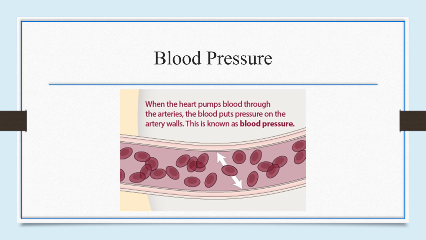The first number is called systolic blood pressure. Systolic blood pressure measures the pressure in your arteries when your heart beats or contracts. I like to remember systolic blood pressure as measuring the squeeze. The second number is the diastolic blood pressure. This pressure measures the amount of pressure in your arteries when the heart is resting between the squeeze.